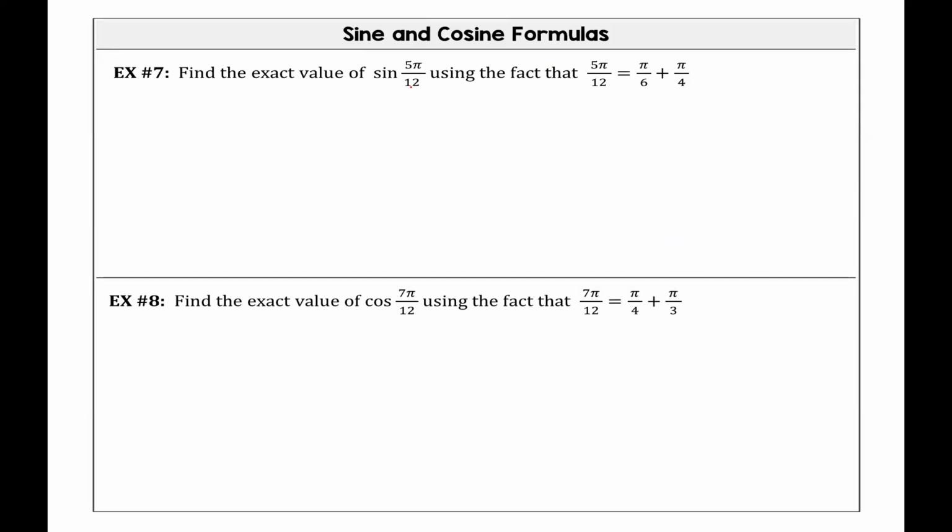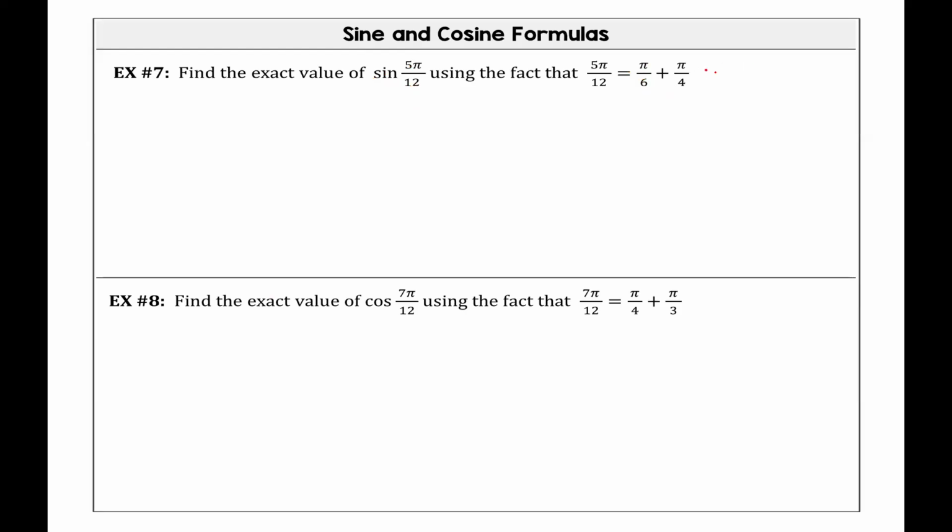Okay, so for example, if I ask you for the sine of 5 pi over 12, is that on our unit circle? No, it is not. But what is on our unit circle are 2 angles that can be added together to make 5 pi over 12. Those 2 angles are pi over 6 and pi over 4.